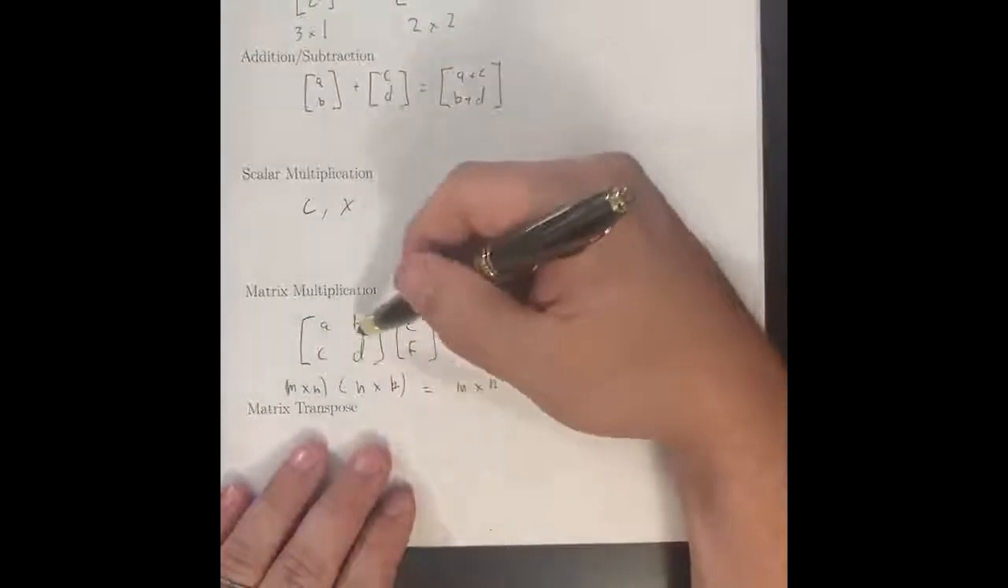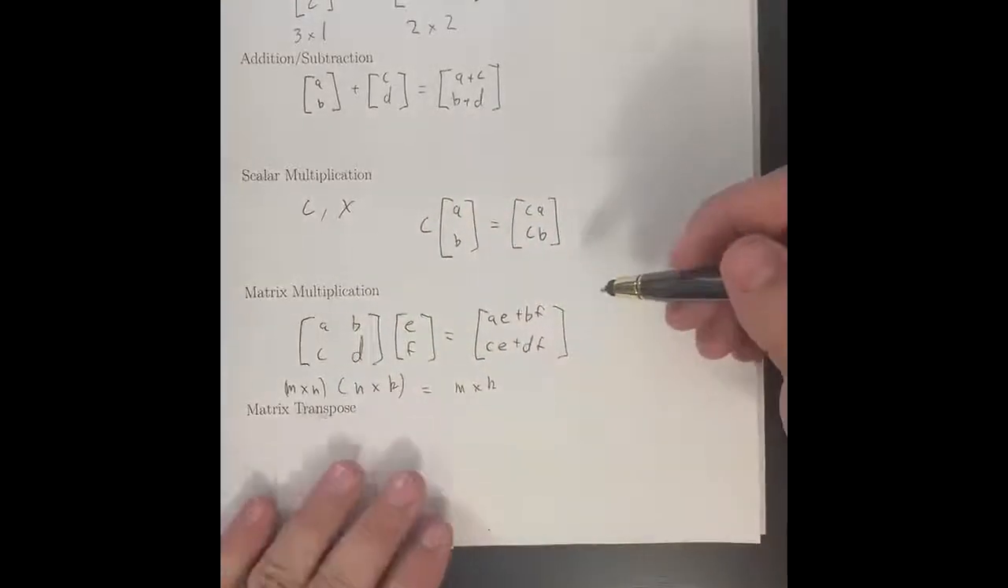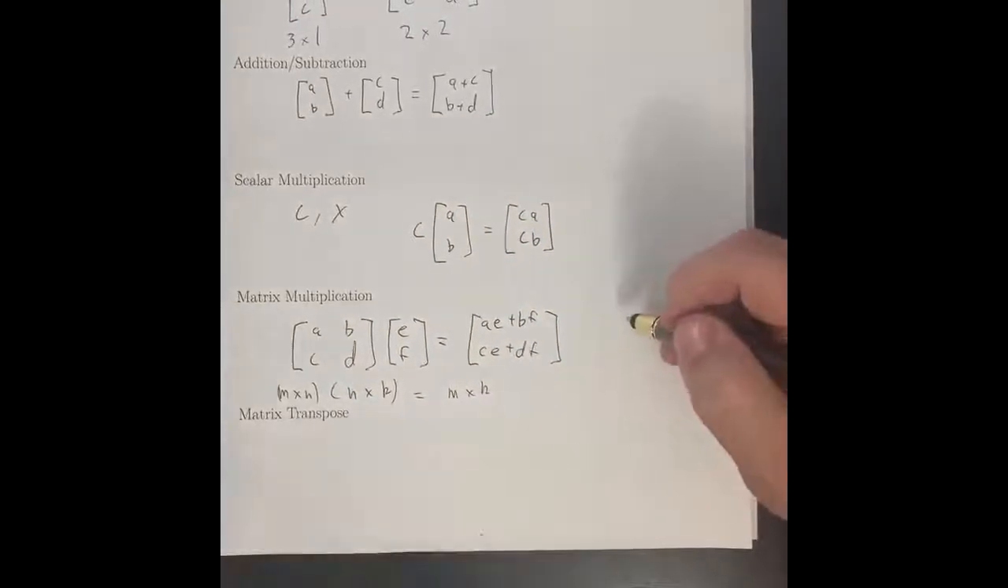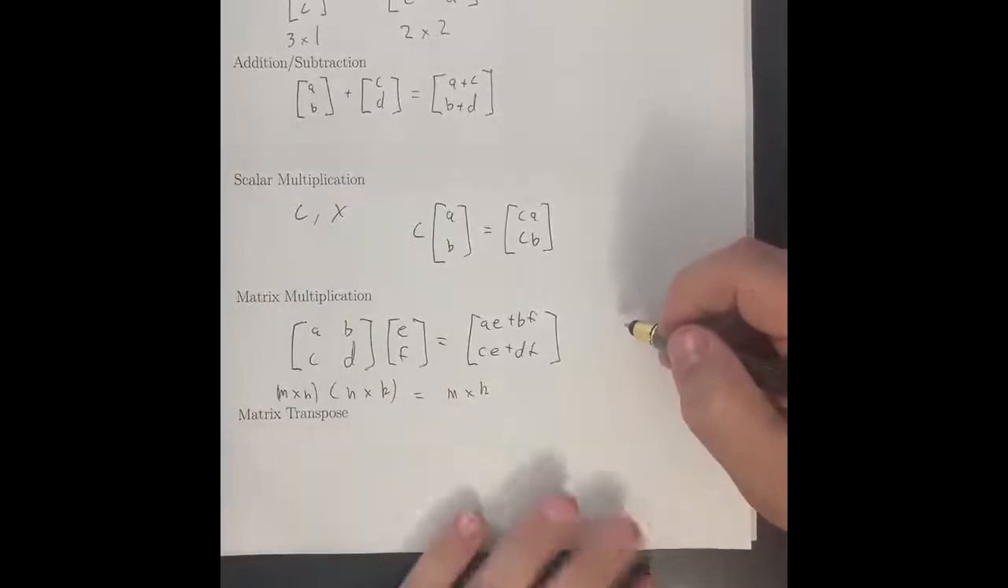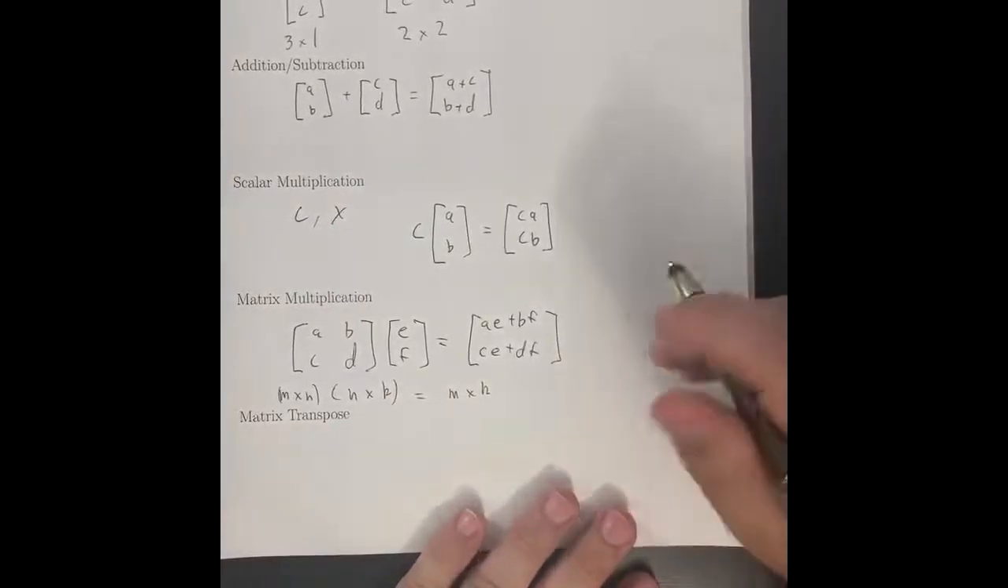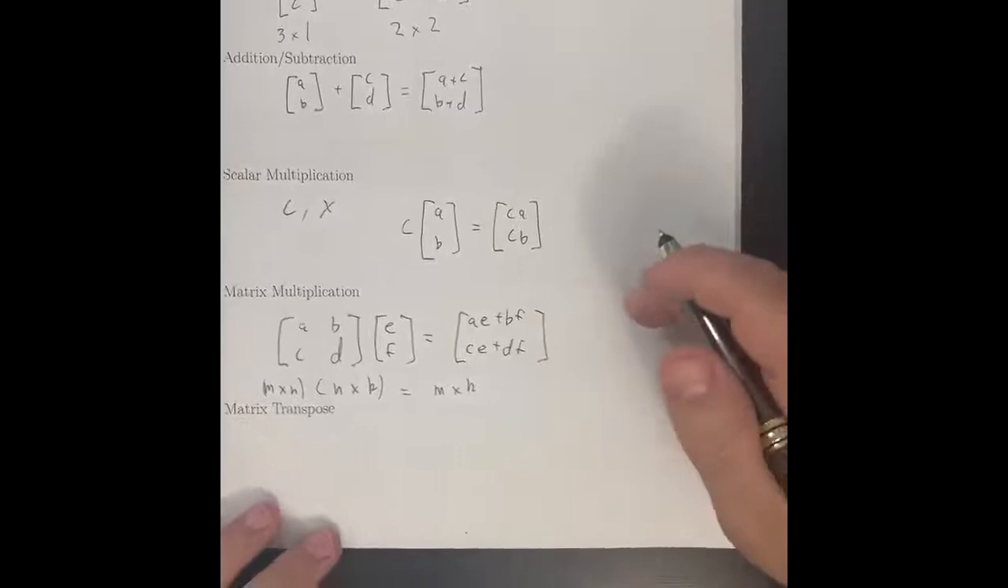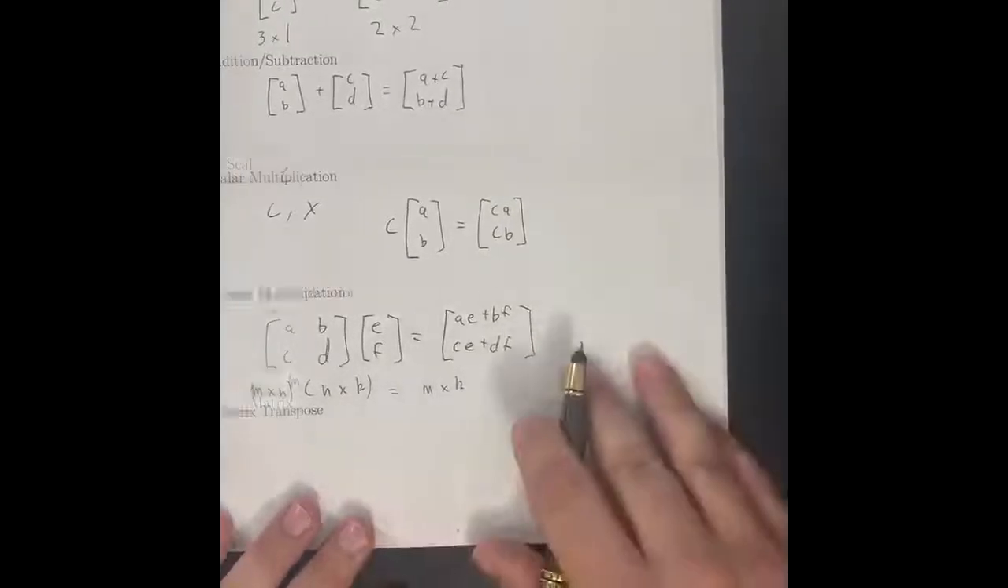So you could do, like we said, matrix vector. You could do a matrix matrix. So if you had a 2 by 2 times a 2 by 2, you'd end up with a 2 by 2. All right, we'll see that a little bit more later.